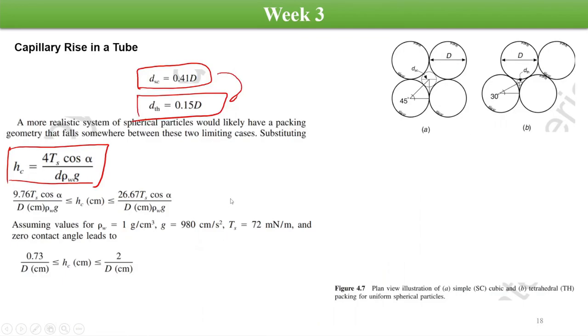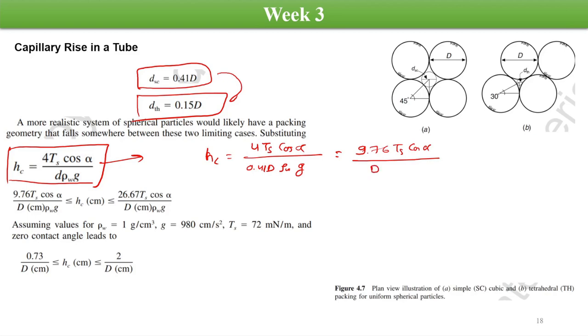So in this one, if we apply here for the DSC case, then we'll see HC will be equal to, for the simple cubical pattern, 4 Ts cos alpha upon D, where the D value becomes 0.41 times diameter, into rho W into G. That's going to be 4 upon 0.41, which is 9.76 times Ts cos alpha upon capital D rho W into G. Fine.